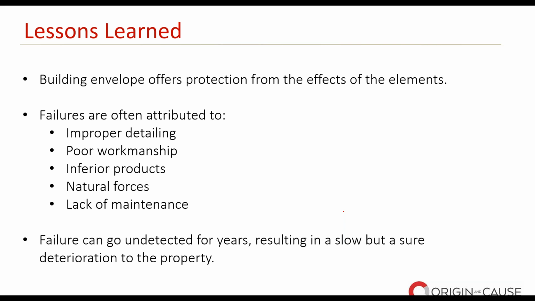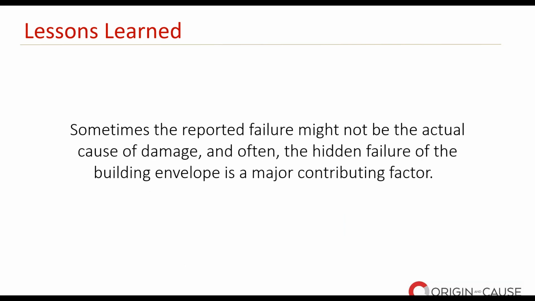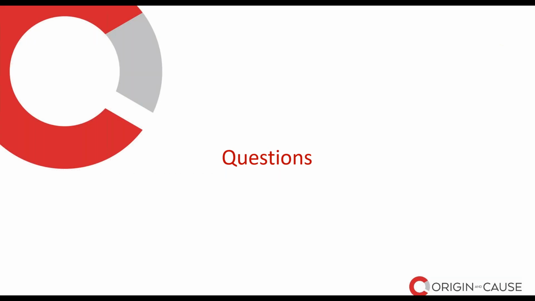We mentioned that the failure can go undetected for years and would result in a slow but sure deterioration to the property. And sometimes the reported failure might not be the actual cause of the damage. And often the hidden failure of the building envelope is a major contributing factor to the loss.